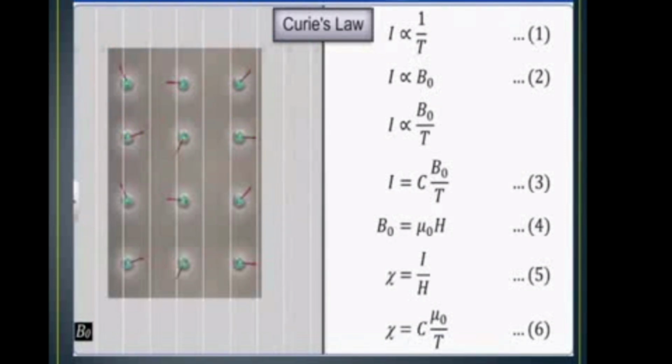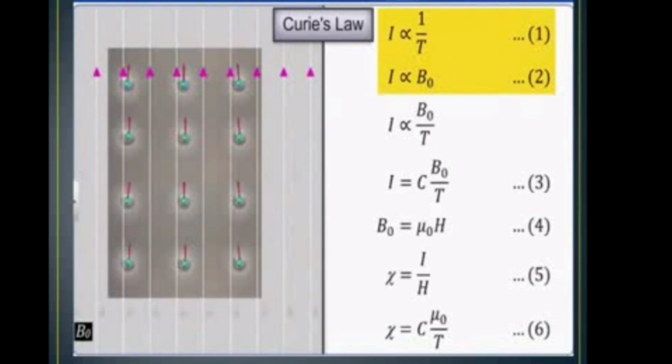So initially the diamagnet is independent of the temperature, but paramagnetic materials depend on the temperature, and susceptibility is inversely proportional to the temperature. That is explained by Curie's law. So Curie's law is between the susceptibility versus temperature. This is what Curie's law explains.